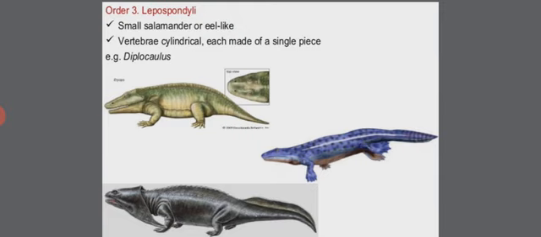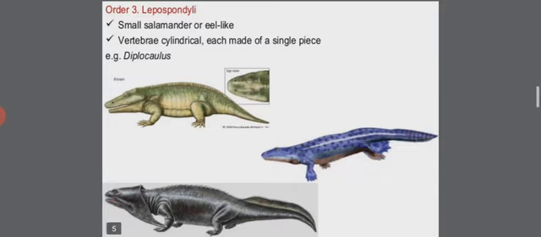Now order 3, Lepospondyle, wherein they had a small salamander or eel-like body. The vertebrae are cylindrical type and each is made of a single piece. That means vertebrae consisting of only one piece. Best example in this Lepospondyle was Diplocaulus. So here you can see some of the earliest amphibians which are no more and which are said to be extinct, and these were included under Lepospondyle.